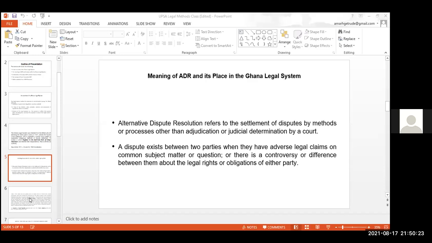Now, if any of us has a copy of the ADR Act, the Alternative Dispute Resolution Act 2010, Act 798, I'll be happy if you can read section 135 for me. Section 135 of the Alternative Dispute Resolution Act, the ADR Act 2010, Act 798.